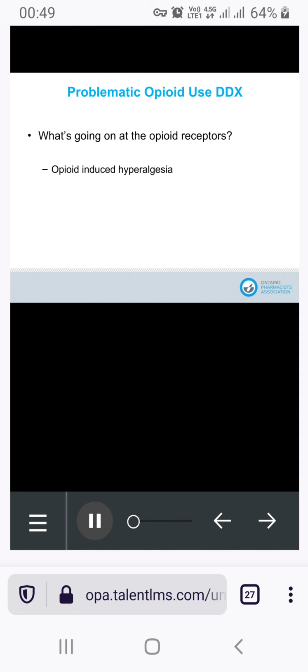What is going on at the opioid receptors? Opioid-induced hyperalgesia, opioid unresponsiveness is the answer. A term to try and avoid using in 2020.